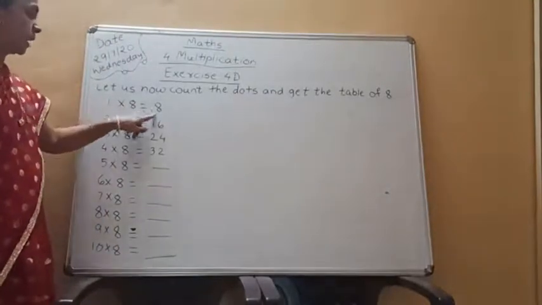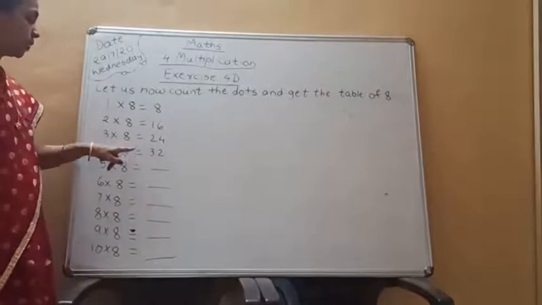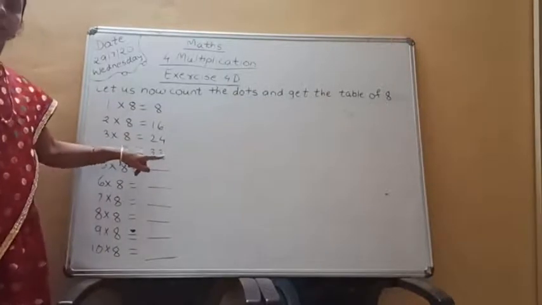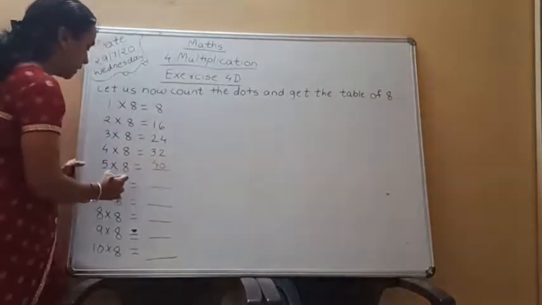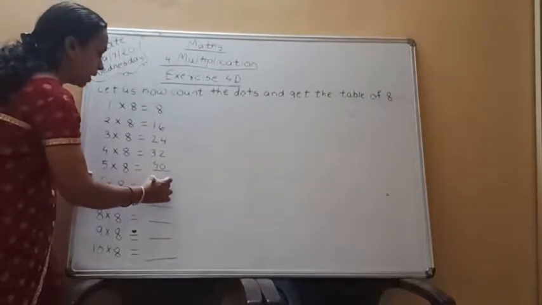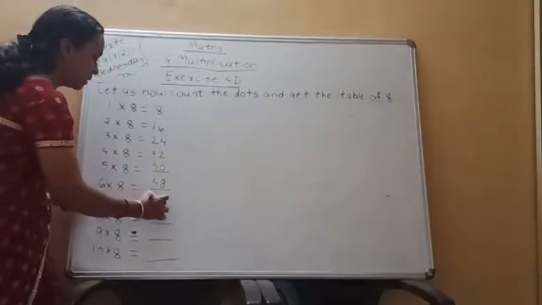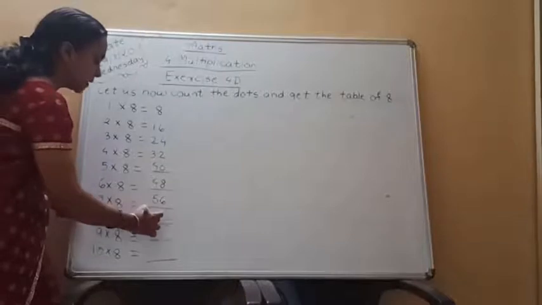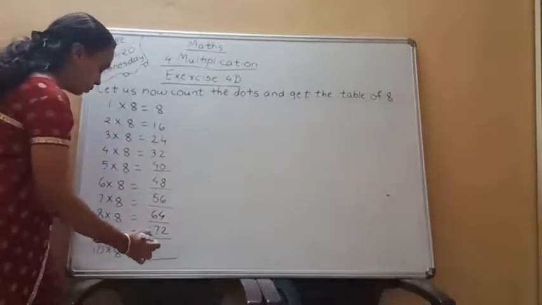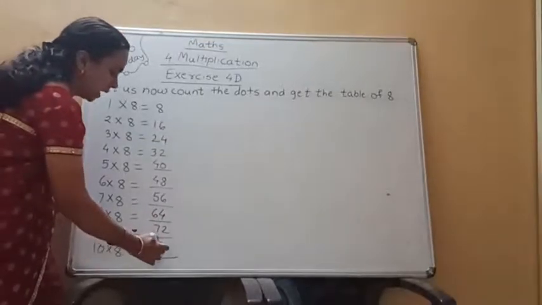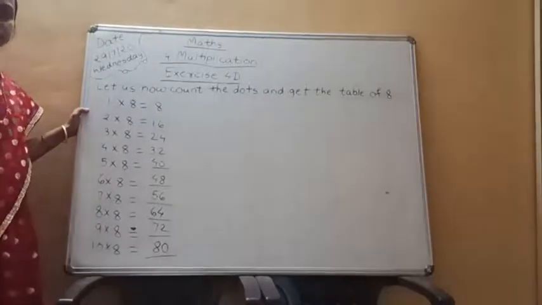8 1s are 8. 8 2s are 16. 8 3s are 24. 8 4s are 32. 8 5s are 40. 8 6s are 48. 8 7s are 56. 8 8s are 64. 8 9s are 72. 8 10s are 80. So we complete these answers.